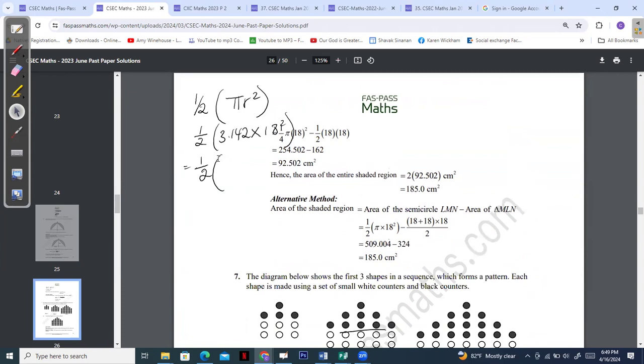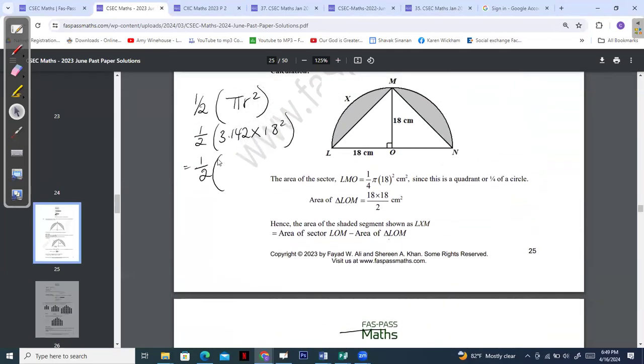Oh, look at here, the alternate method: area of the semicircle minus the area of the triangle. Anybody else got 1018? What is 3.142 times 18 times 18? Excellent. So we have 1018, and then half of 1018, which is 509, because half of 10 is 5 and half of 18 is 9. So the area of the semicircle is 509.